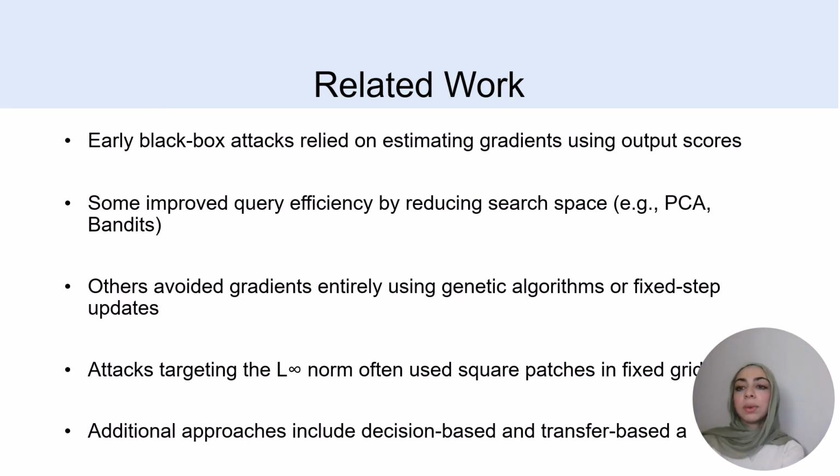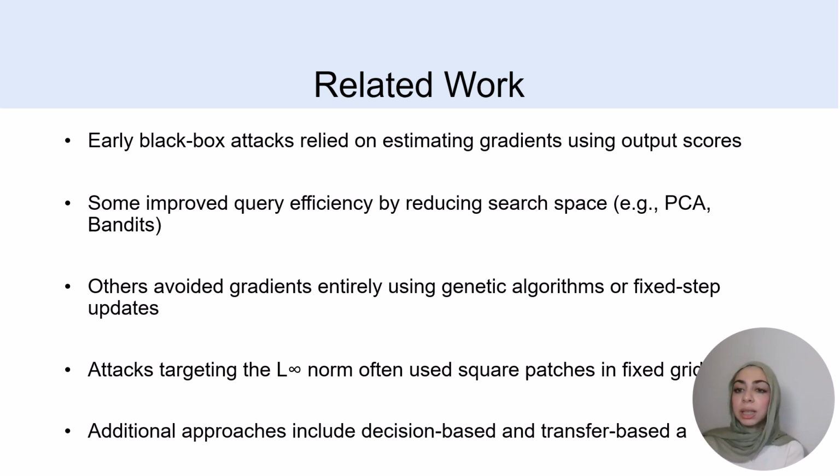To understand why square attack is such a useful approach, we need to first look at the different types of black box attacks that came before it. Some of the earliest methods tried to estimate gradients by making small tweaks to the input and observing how the model's output scores changed. This worked, but it was costly. It needs a lot of queries, especially for images.